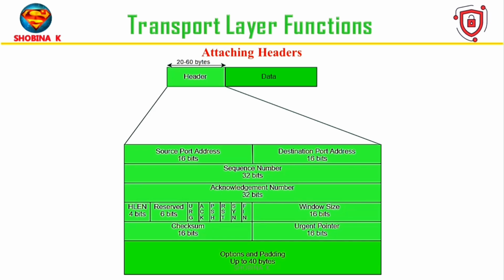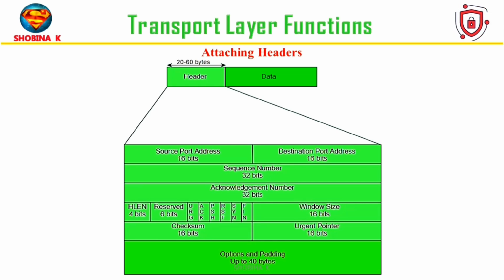Next, flags. Flags are small indicators that control the connection. SYN, synchronize. It starts a new connection. ACK, acknowledgement. It confirms the data has been received. FIN, finish. It ends an existing connection. PSH, push. It sends data immediately. RST, reset. It ends the connection if there is an error. URG, urgent. It marks data as urgent.